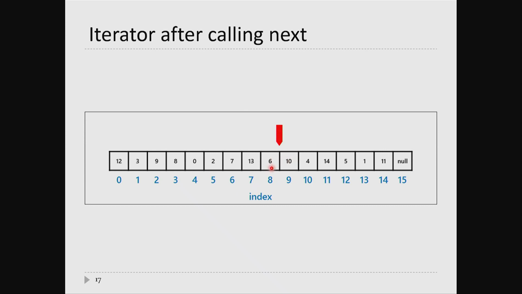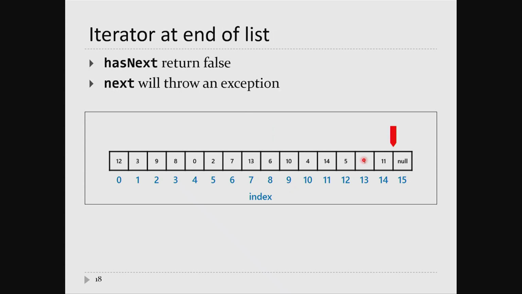So return 6, and now your iterator moves 1 position to the right. Now previous is 8, because we returned the 6, and next will be 9. If you're at the end of the list, and this list has 15 elements in it, 1, 2, 3, up to 15, then when the iterator gets past the last element in the list, hasNext will return false. And if you try to call next with this iterator, it should throw an exception because there are no more elements to iterate over.